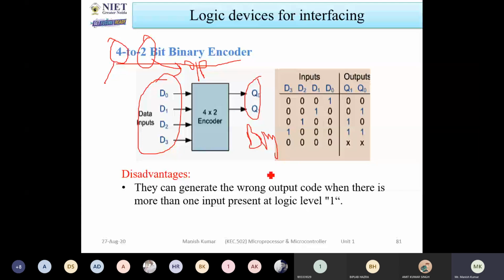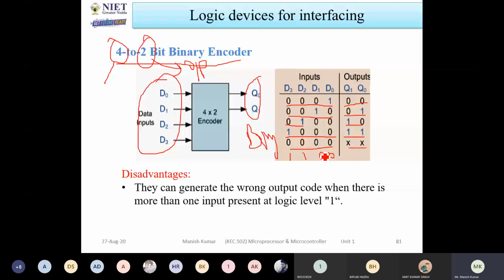Now the problem with the encoder is, see the truth table: 0001, then you get 00; 0010, then you get 01; 0100, then you get 10; 1000, then you get 11. If 0000, what you get, you don't know. Okay. Now you can think, let us consider I am writing the input.